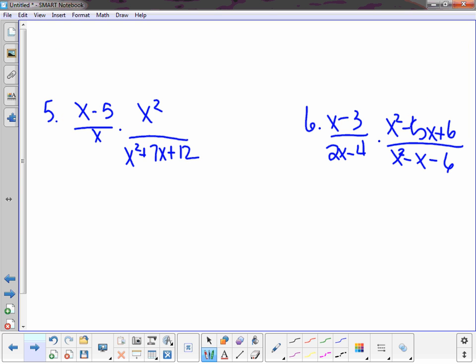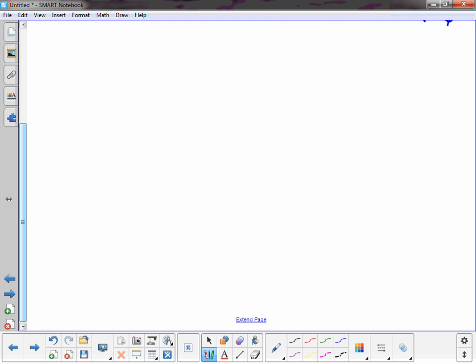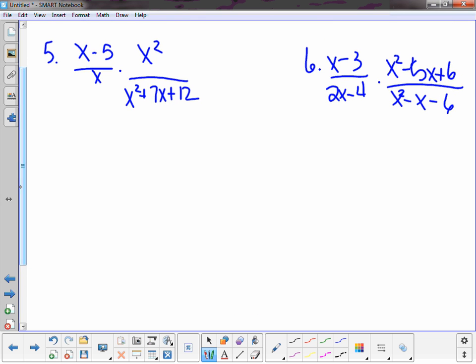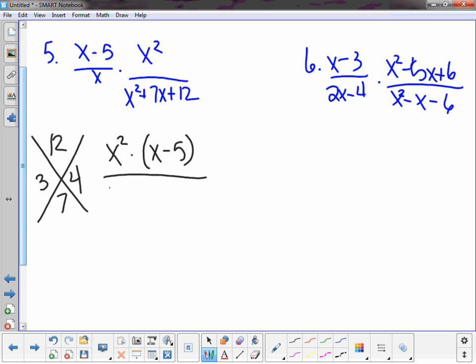Let's take a look at number 5. So for number 5, we're going to, again, multiply some of this out. So before I do that, I want to factor. So for 12, I'm multiplying to 12, adding to 7, which is 3 and 4. So again, I'm not going to take the time to go over the factoring on the video. If you're still struggling with factoring, please let me know. So on the top, you're going to have this x squared times x minus 5. On the bottom, x. Now I'm going to write this out in factored form.